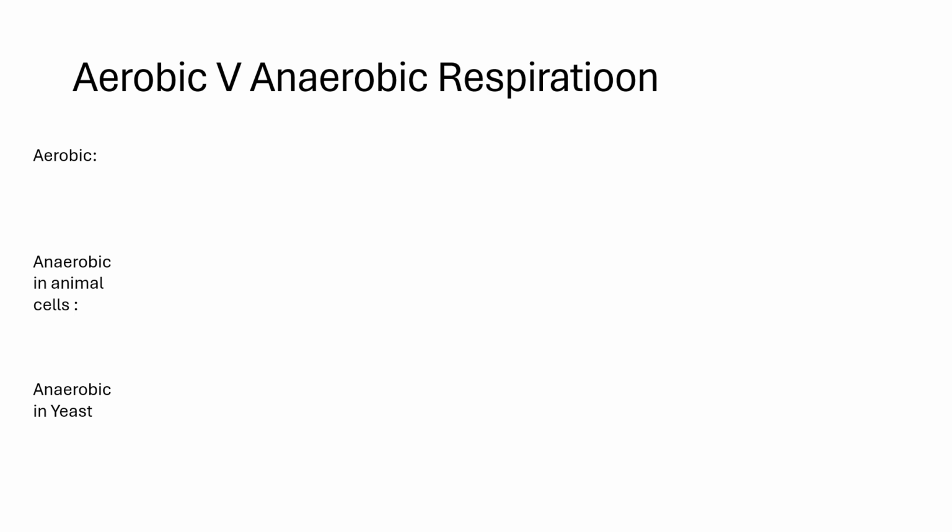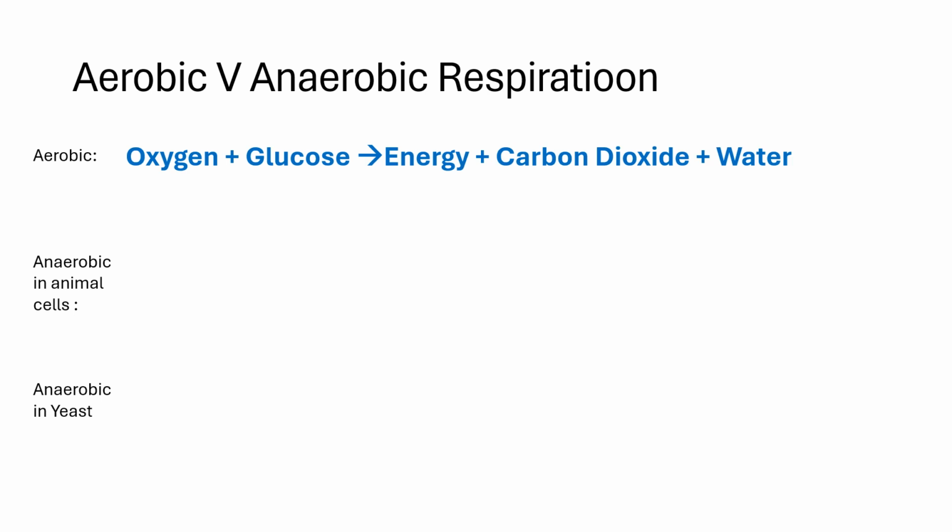There are 2 types of respiration that you need to be able to describe, explain and compare. Aerobic respiration takes place in living cells and uses oxygen and glucose to produce energy, carbon dioxide and water. This type of respiration produces the most amount of energy, and that's what animals use mostly.